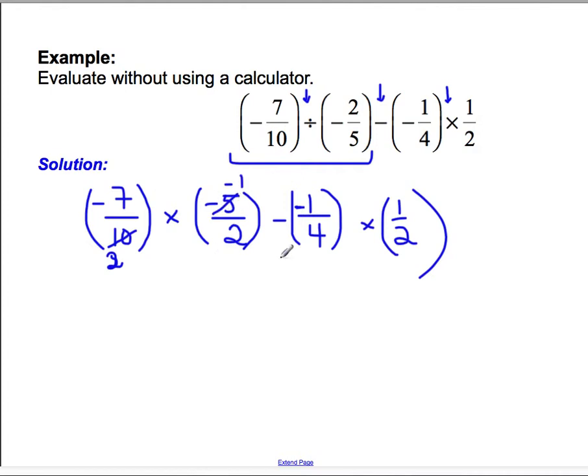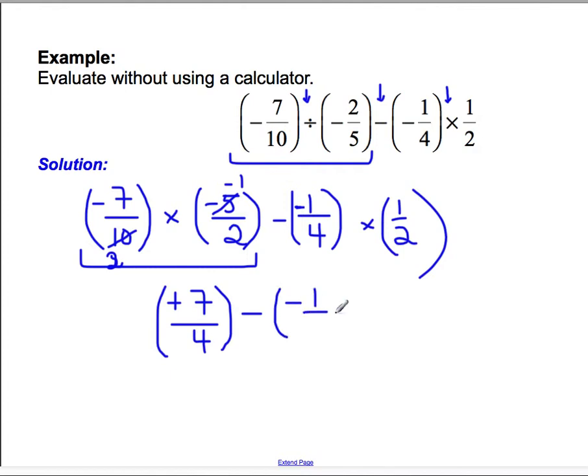And we can't do anything else. So I actually get positive 7 over 4. A negative times a negative is a positive. 7 times 1 is 7. 2 times 2 is 4. Let's put it in brackets. We are now done that operation. We transfer down the rest of it very carefully. Don't make any mistakes.